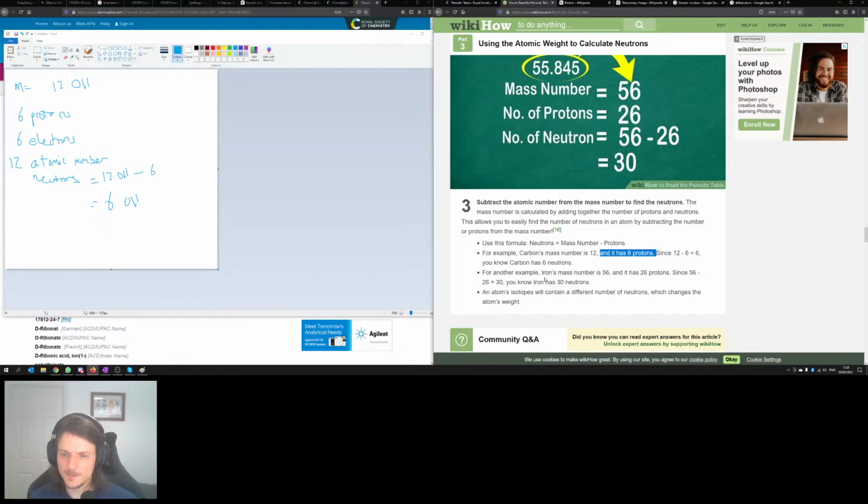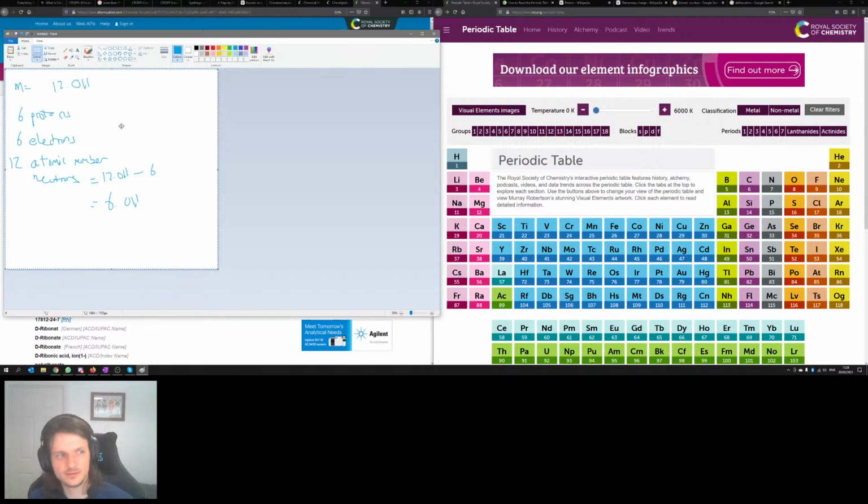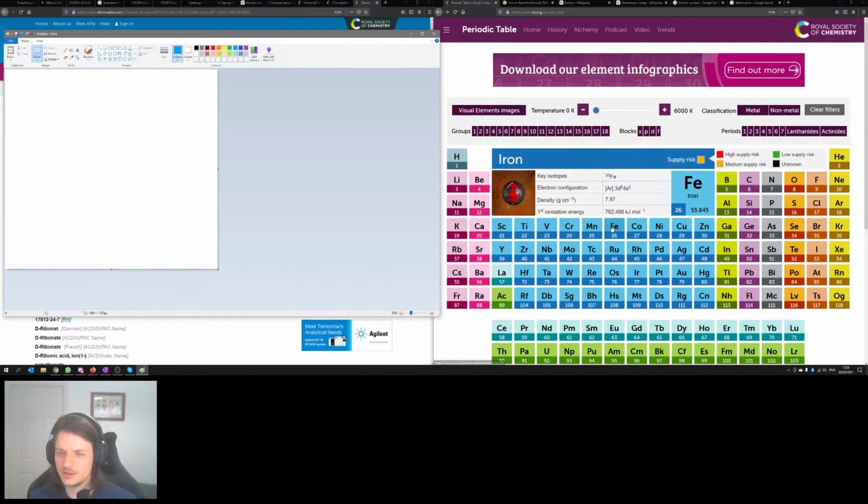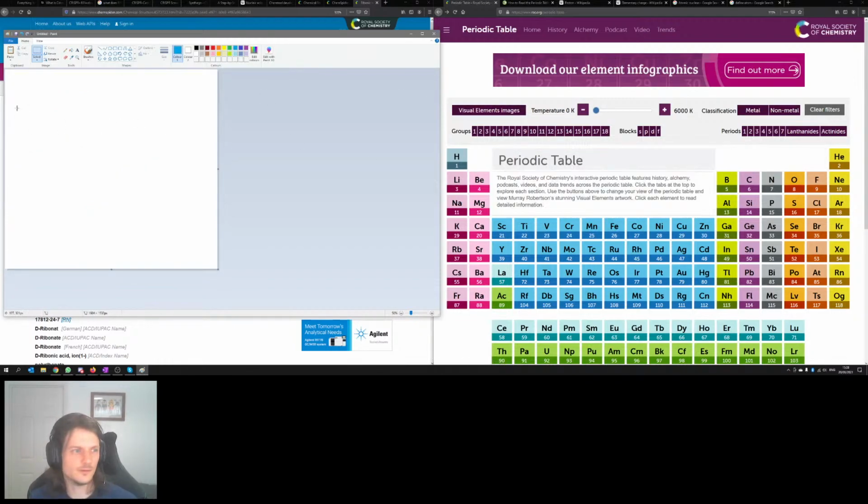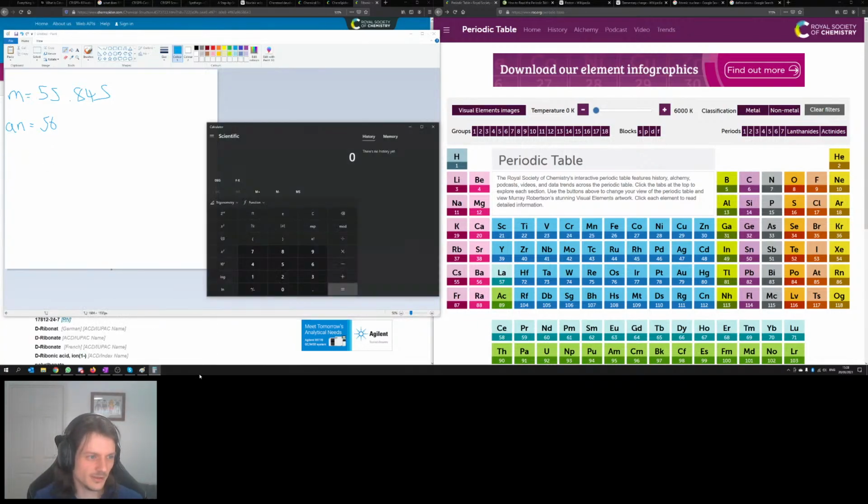For another example, iron's mass. Let's try iron then, just to double check. So Fe has 55.845. 55.845 is the mass. It then has 56 atomic number, and that means that it has 23. No, it doesn't. God, I'm terrible at maths. I really am.